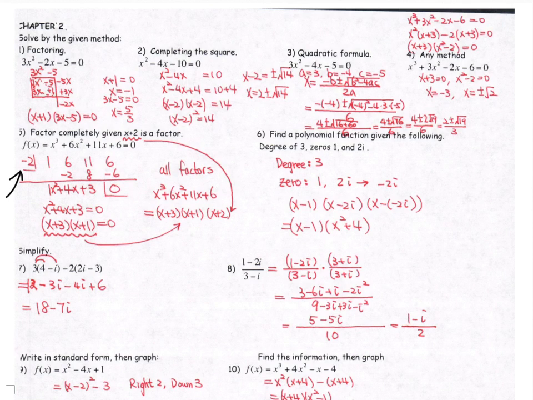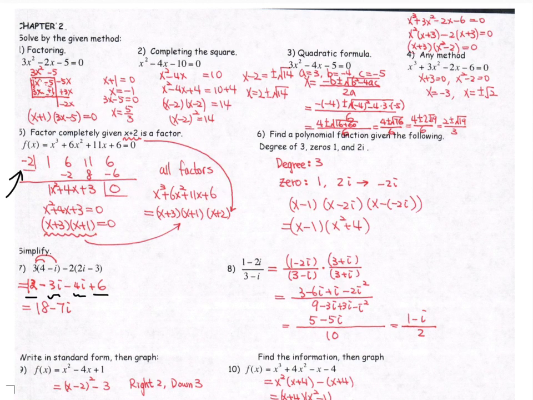Number 7, simplify. We practiced this recently. All I'm going to say is keep real numbers real, keep imaginary numbers imaginary. So first one, number 7, distribute. I have 12 minus 3i minus 4i plus 6. So combine the real numbers with real. 12 plus 6, I have 18. Negative 3i minus 4i, that's negative 7i.